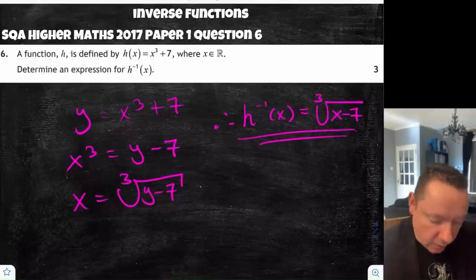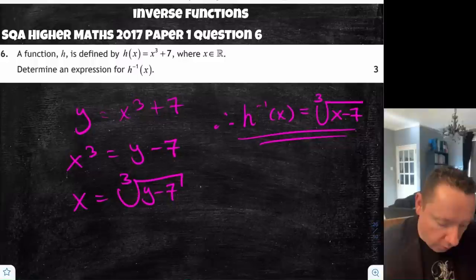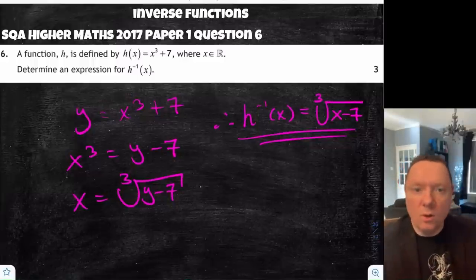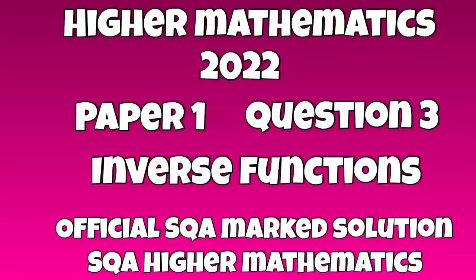Again, do not be tempted to write at this stage y equals the cube root of x minus 7, or you'll lose a mark, because y is this and not that. So just watch a little bit of notational thing there.